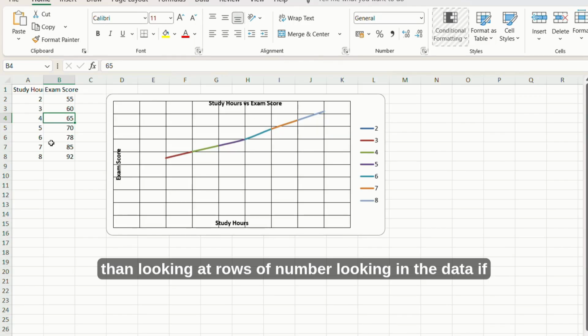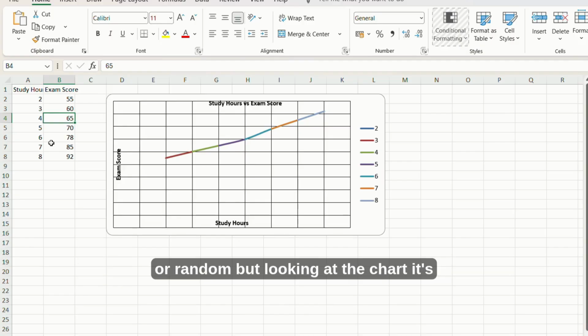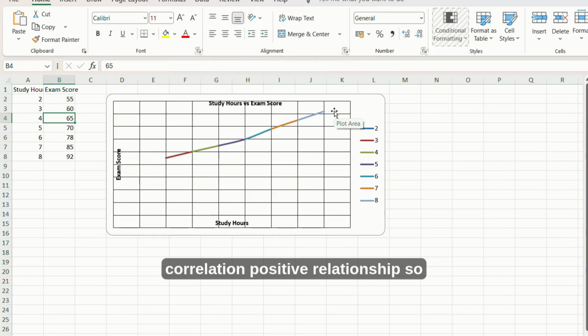If we have a large set of data, we might not be able to interpret what kind of correlation it is. Is it positive, negative, or random? But looking at the chart, it's going upward from left to right. Oh, this is a positive correlation, a positive relationship.